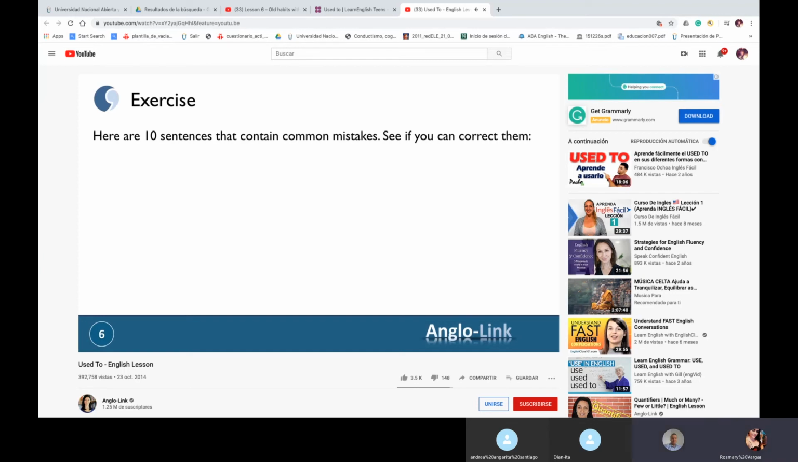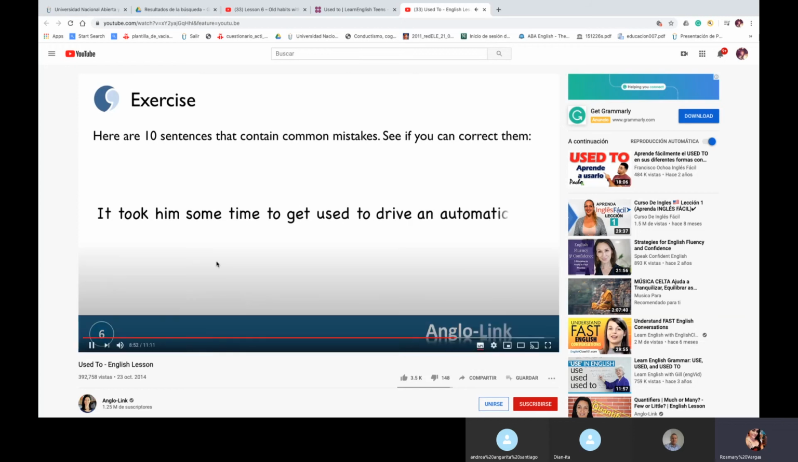Number 6. It took him some time to get used to drive an automatic car. What do you think about this sentence? It took him some time to get used to drive an automatic car. What is the mistake here? Andrea.